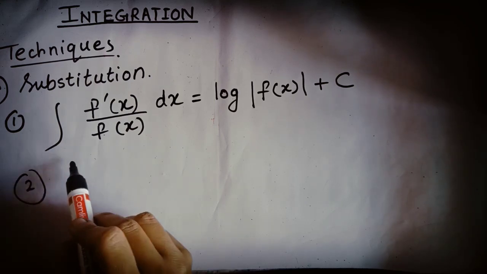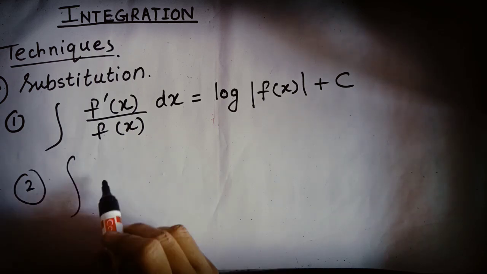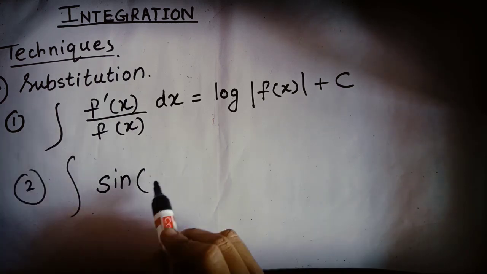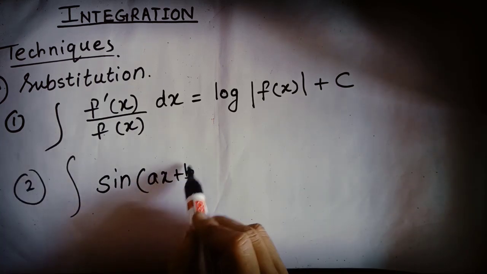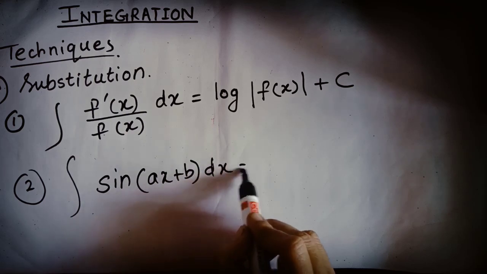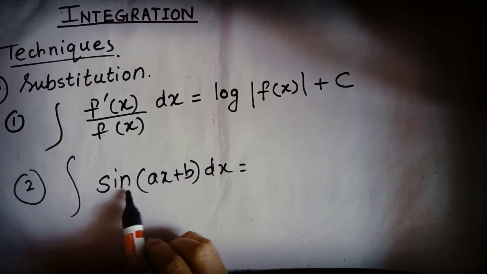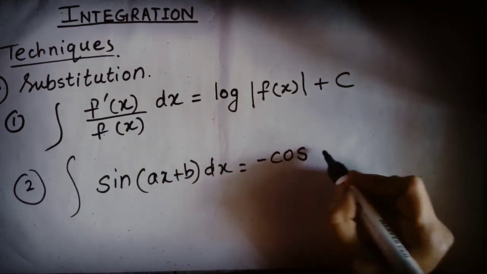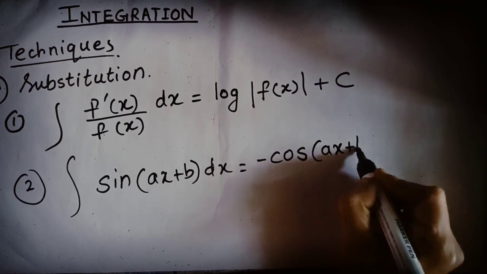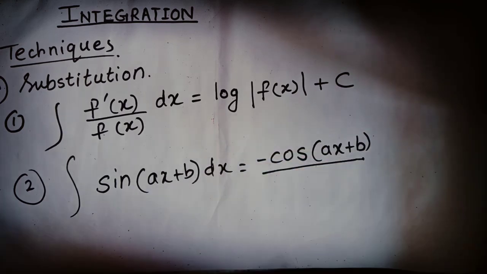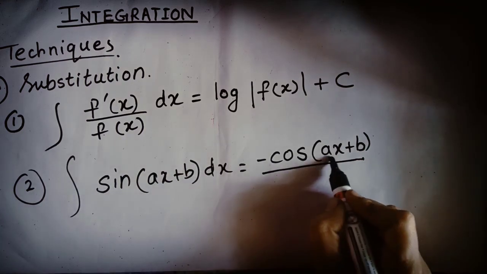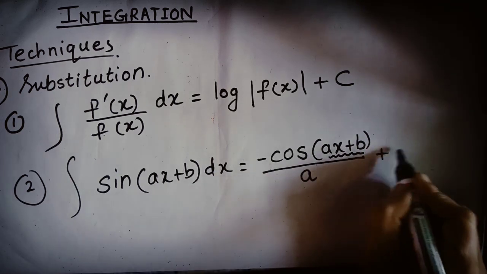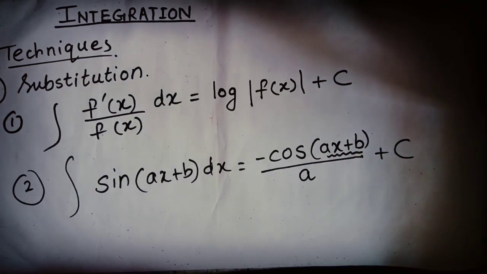Now second is when you have a trigonometric function sine and there is one more function inside it, then you can write this as integration of sine, which is minus cos, and the derivative will come in the denominator of this function, that is ax plus b, which is a.